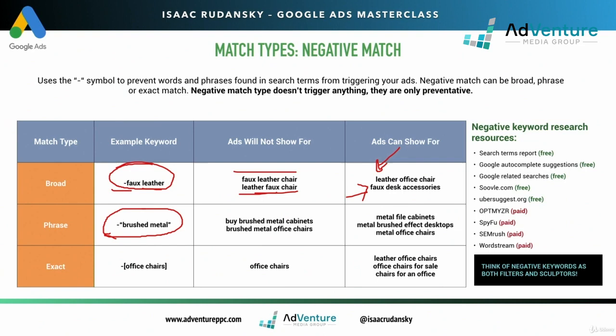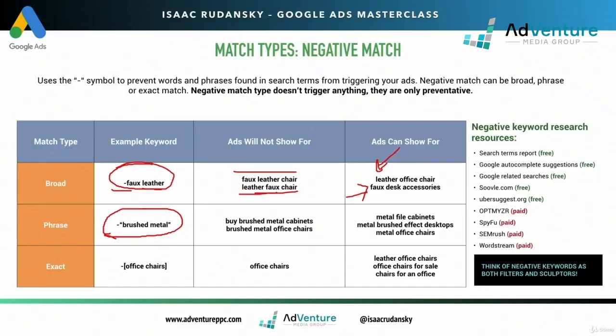However, your ads can show for metal file cabinets, metal brushed effect desktops, even though metal and brushed both show up in the search term, they're in a different order. And remember, we're going by phrase match, and the defining characteristic of phrase match is the words enclosed in the quotation marks have to be in that order. Metal office chairs, because metal is not its own negative keyword, it's brushed metal together in phrase match, that's a negative keyword. So that's how negative phrase match works. And there are different situations. You have to take a look at the search terms that are triggering your ads and figure out, should a keyword be added as a negative phrase match, a negative exact match, a negative broad match.